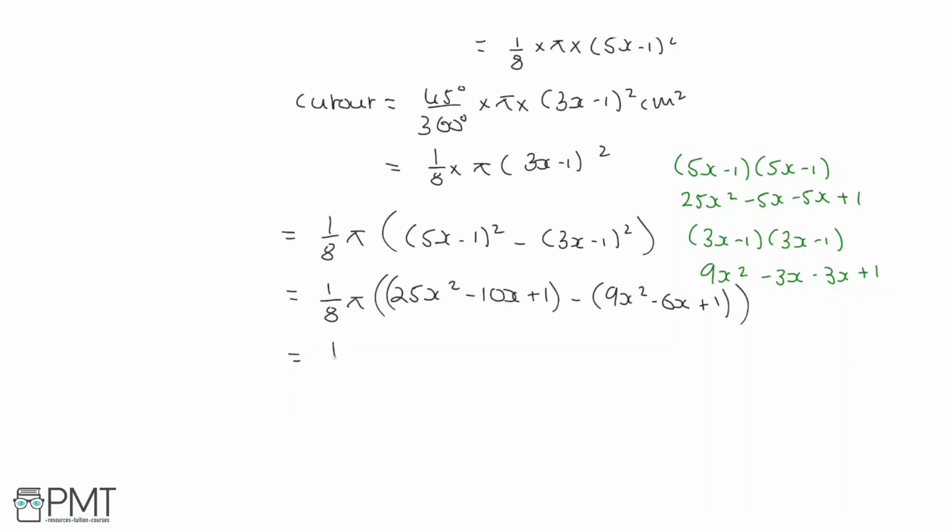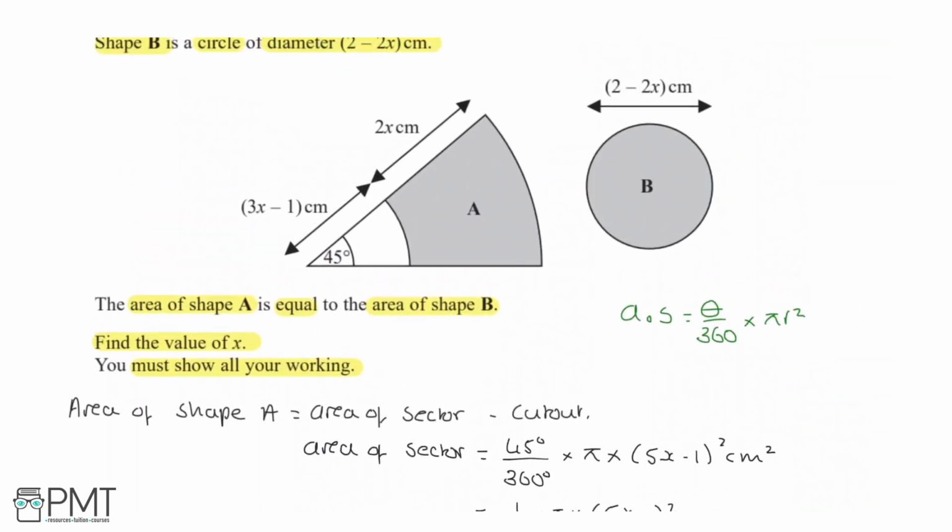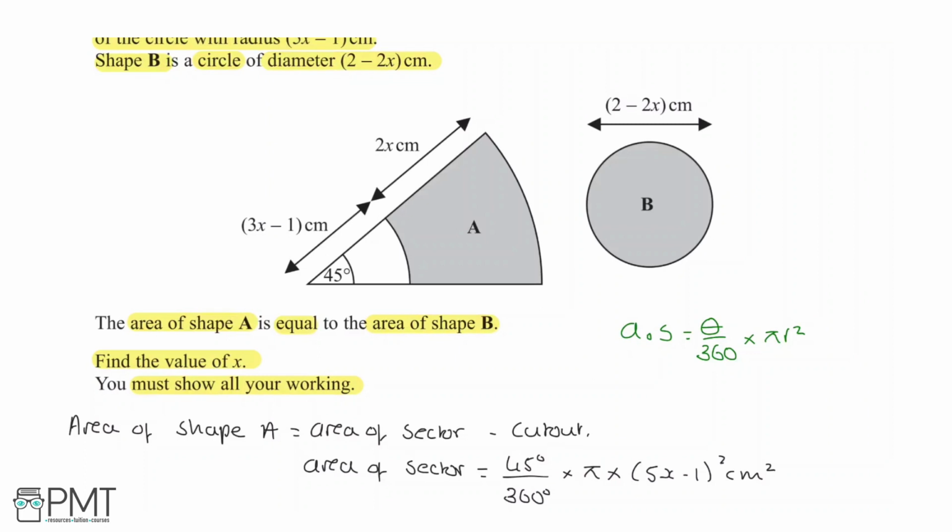Okay, this equals 1 over 8 pi times 25x squared minus 9x squared. We're collecting like terms here, so this is 16x squared. Minus 10x minus 6x is minus 16x. So we're going to add the 6x on, and we have minus 4x, like that. Now, we are going to find the area of shape B. Okay, and the area of shape B is just going to be the area of a circle. So area of shape B, we know it's going to have a diameter of 2 minus 2x.